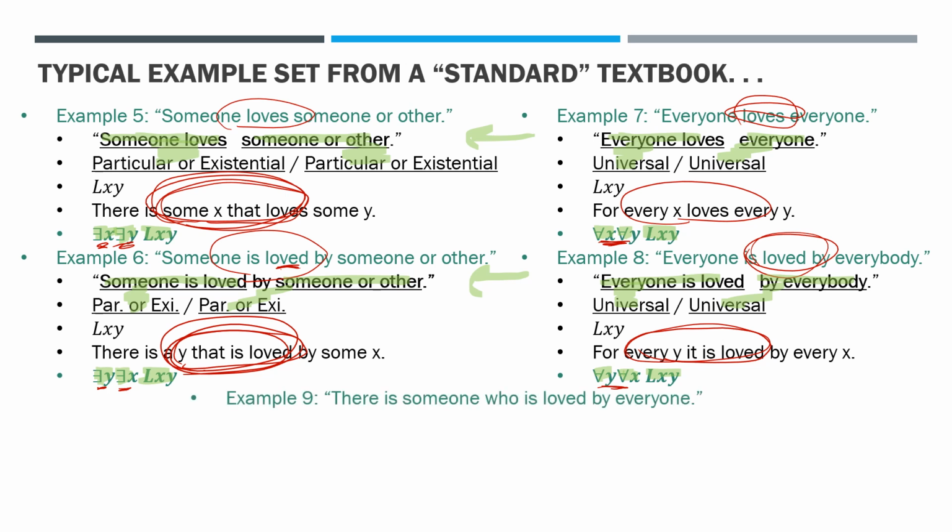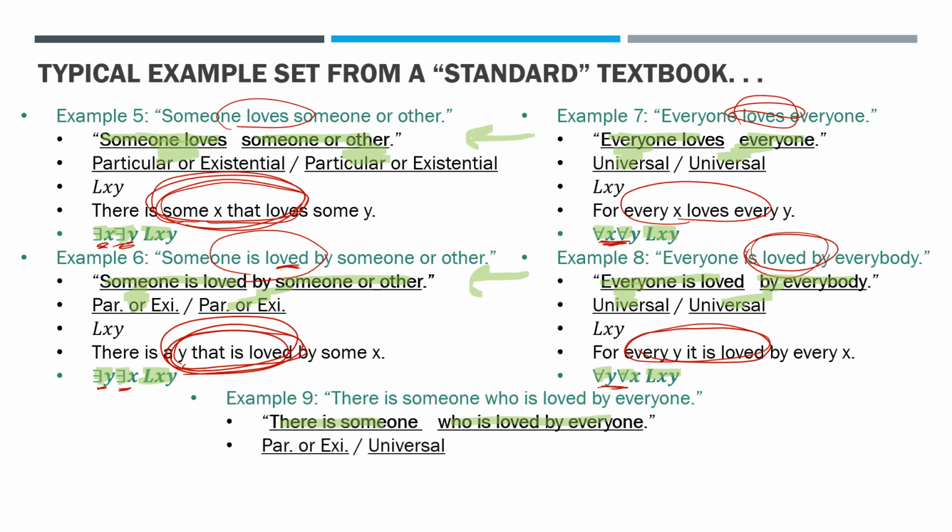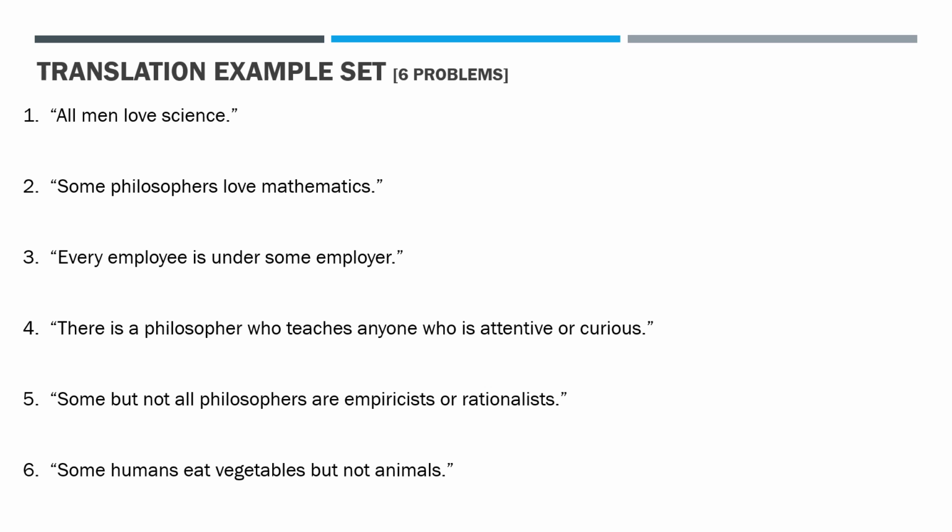All right, example 9, there is someone who is loved by everyone. Two quantified variables. The first one happens to be particular or existential, and the other universal. The relation Lxy. There is a y that is loved by every x. Hence we have there is some y such that for all x, Lxy. Not too bad, but it does take a little practice.